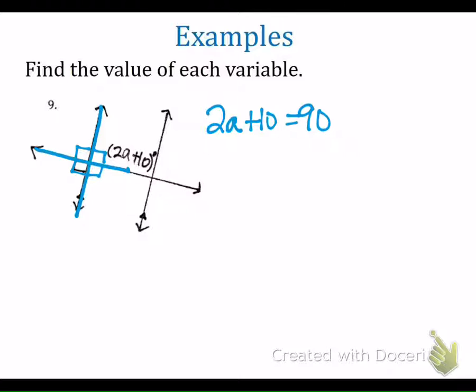All right, now what? Minus 10. Subtract 10 from both sides. 2a equals 80. What's a going to equal?